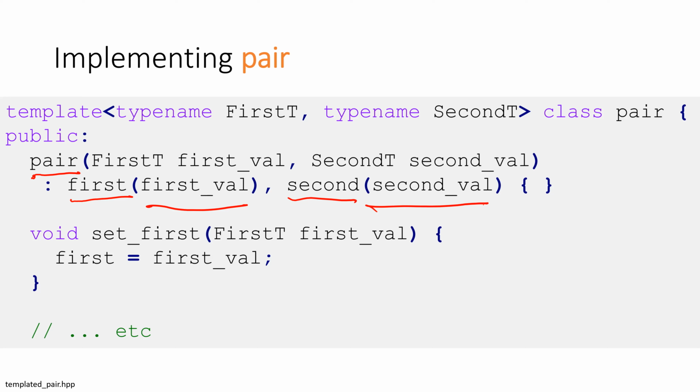The set first function is also simple. Just set my private member variable first to whatever you passed in to this function. So there's nothing magic about this. They look just like regular code. The only thing that's different, again, is the types are generic, right? We're using this first T and second T instead of things like int and string.